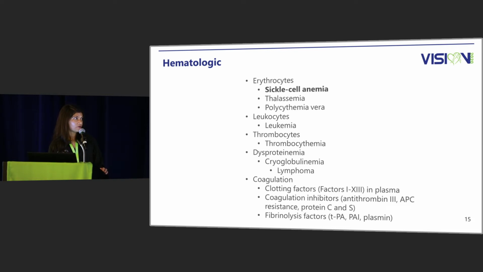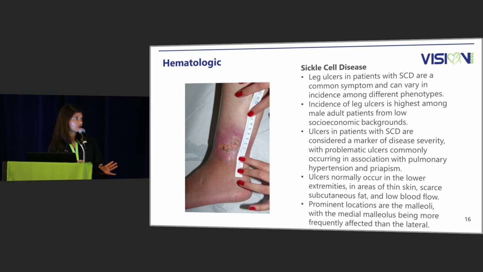Hematologic. With erythrocytes, we have sickle cell anemia, thalassemia, polycythemia vera; leukocytes, leukemia; thrombocythemia; and then we have cryoglobulinemia and the coagulation or clotting factors. I chose sickle cell disease to show to you because leg ulcers are actually very common in sickle cell disease.